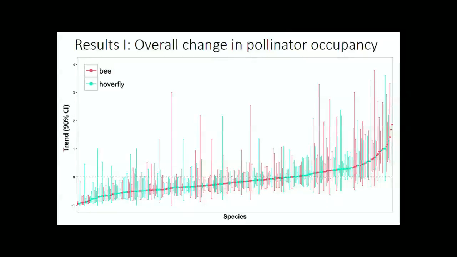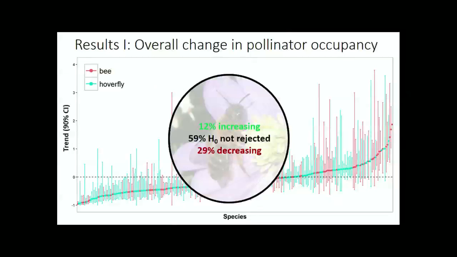And the nice thing about this approach is that you can classify species as either increasing or decreasing based on whether their confidence limits span 0. So using this approach, we found that 12% of bees were increasing, 29% were decreasing, bees and hoverflies were decreasing, and then we couldn't reject the null hypothesis, so essentially the remaining ones we're suggesting are, well, stable.